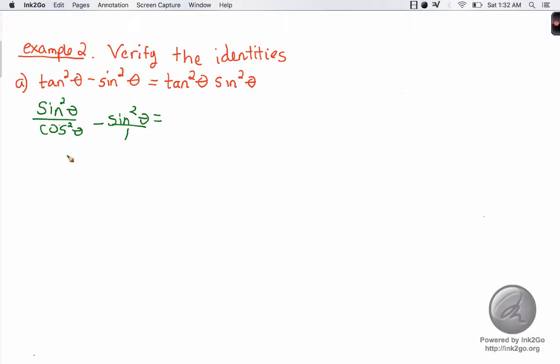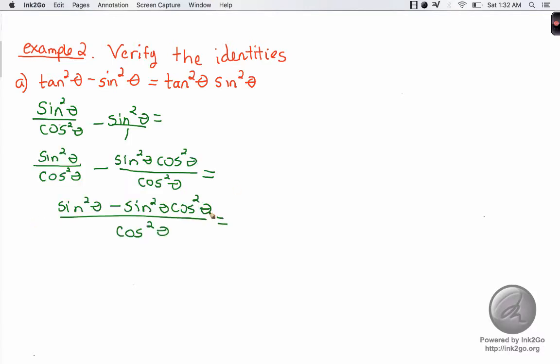Now let's subtract by finding a common denominator. We're going to multiply the second fraction by cosine squared and then combine this into one single fraction. Next, on the numerator, I notice I have a GCF of sine squared theta. So let's factor it out. Inside the parentheses, I have 1 minus cosine squared of theta.